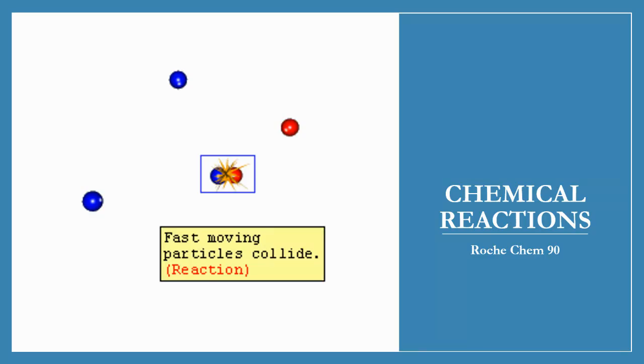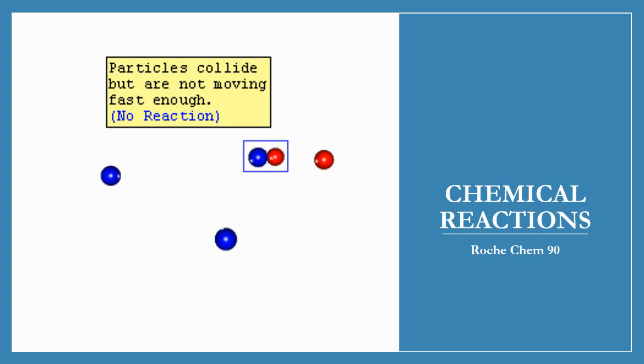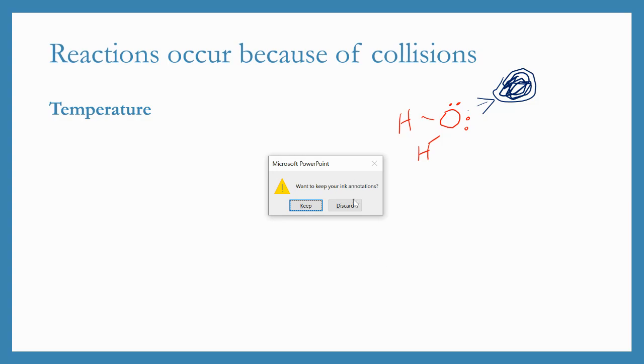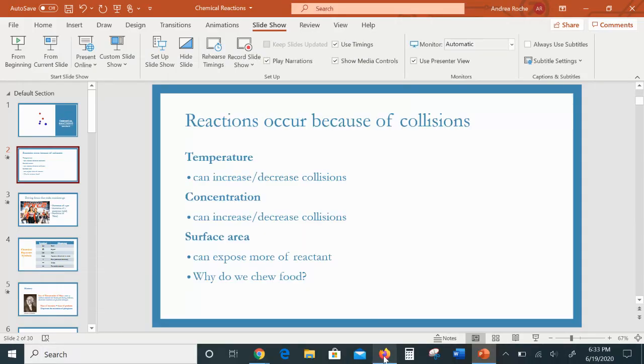They have to be fast moving enough. They have to be in the proper orientation. So some things that can help are temperature, concentration, and surface area. So let's take a look here at some situations.